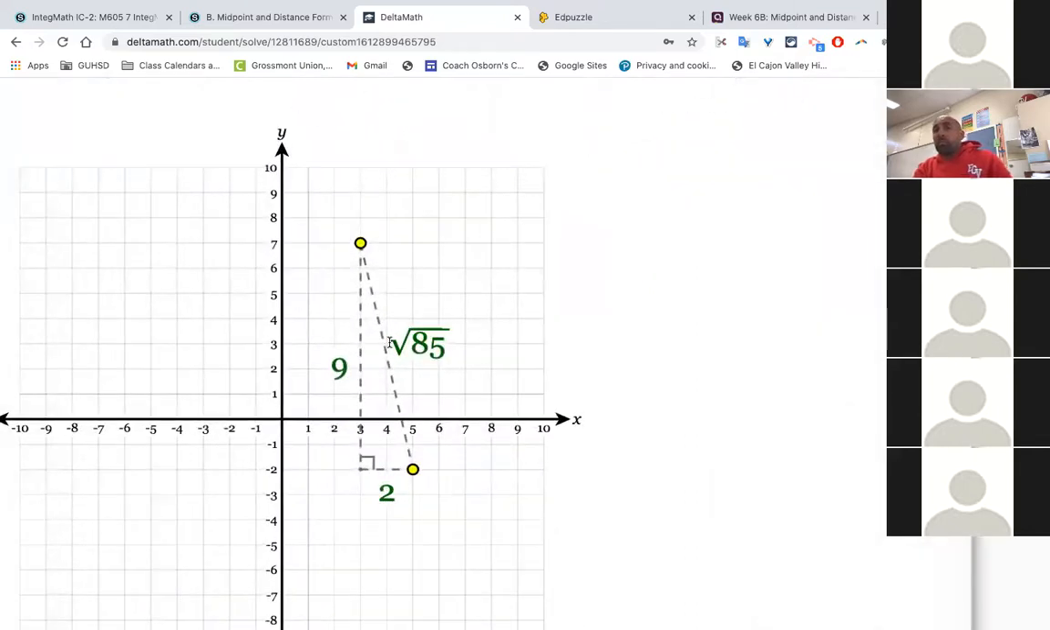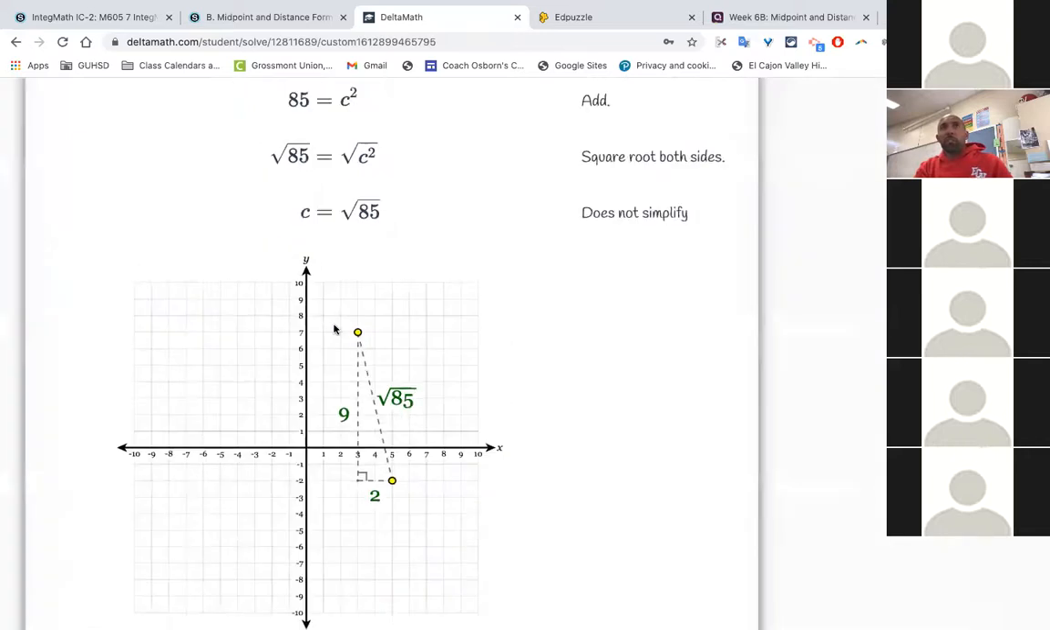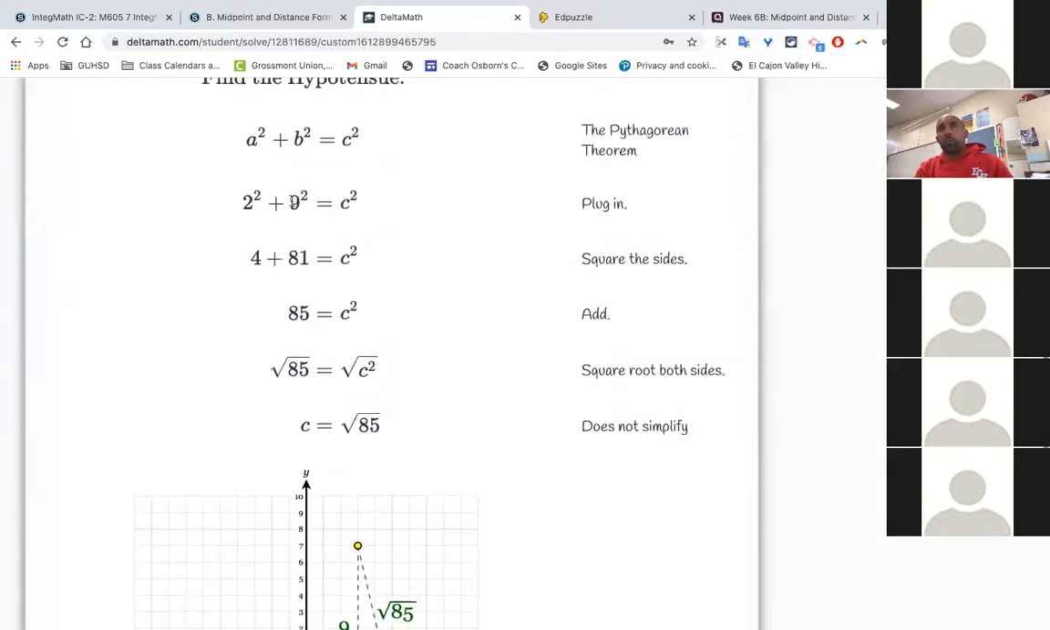So you don't need a calculator unless you don't know what 9 squared or 2 squared or 5 squared is, if you don't know your squares, okay?